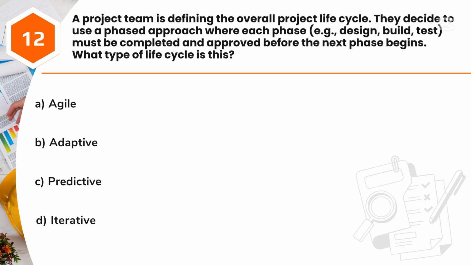Question 12. A project team is defining the overall project life cycle. They decide to use a phased approach where each phase, e.g., design, build, test, must be completed and approved before the next phase begins. What type of life cycle is this? A. Agile. B. Adaptive. C. Predictive. D. Iterative.